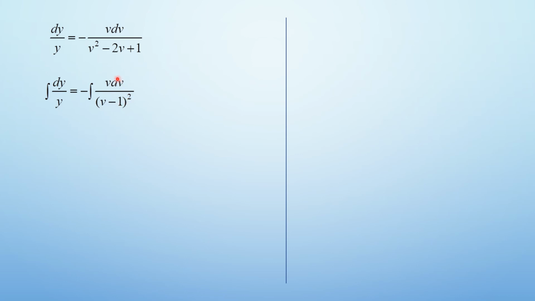To evaluate the integral on the right, we are going to use the substitution method where we let u equal v minus 1, and hence du equals dv and v must equal u plus 1. So the integration of 1 over y with respect to y is simply ln of absolute y, and on the right side we get negative integration of, now v equals u plus 1, so change v to u plus 1 and dv replaced by du, over (v minus 1) squared. Since v minus 1 equals u, we square it.